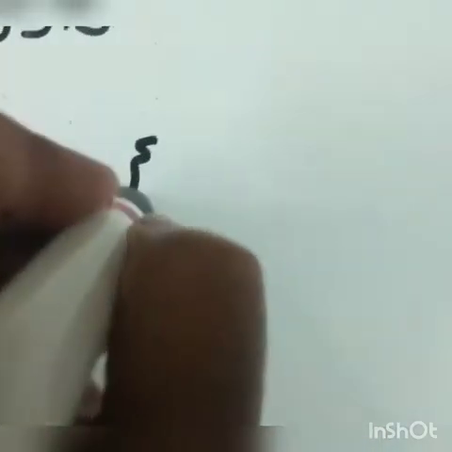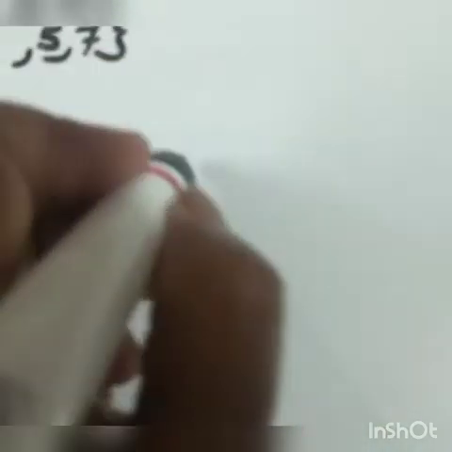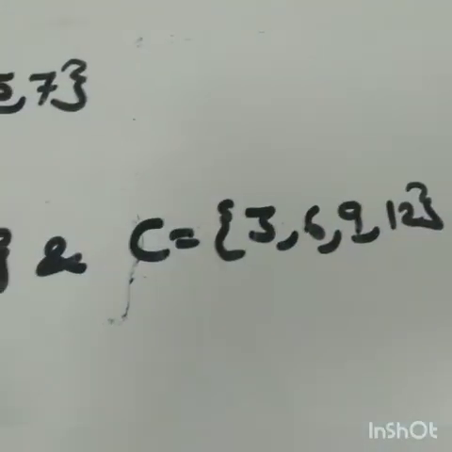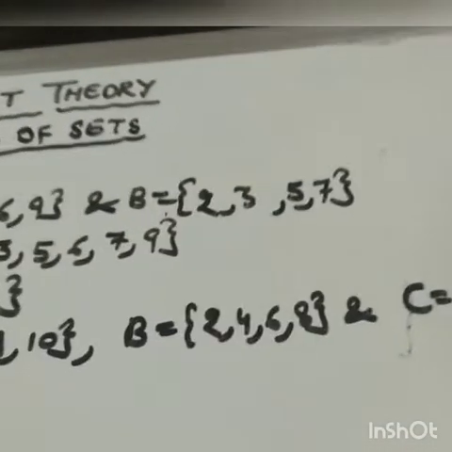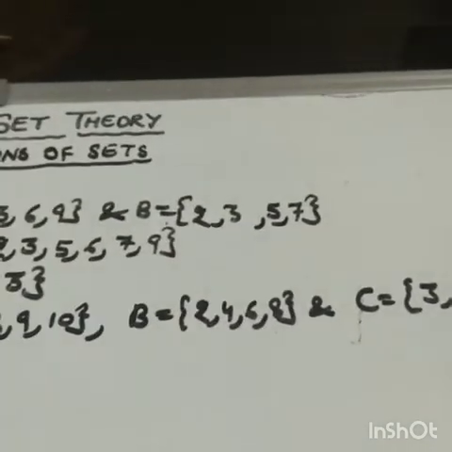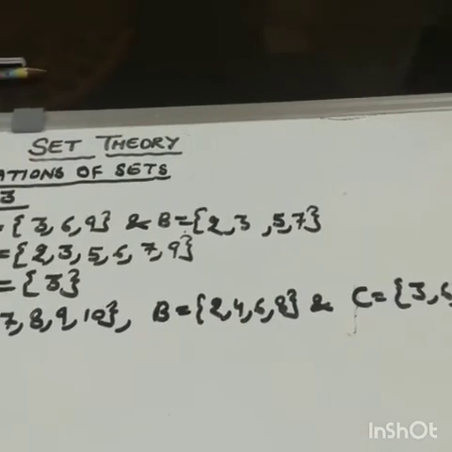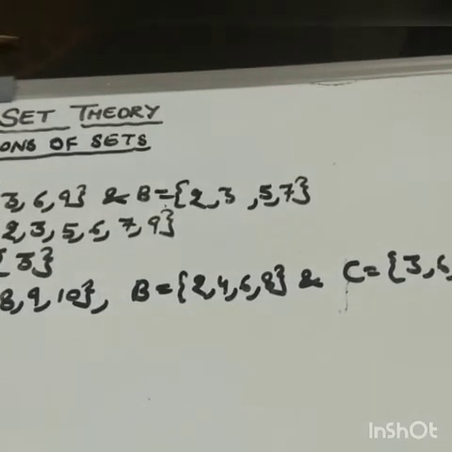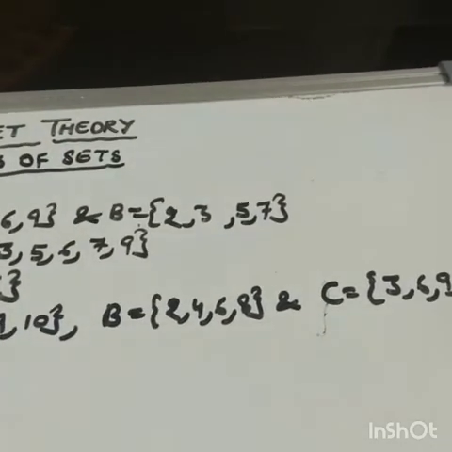And C is equal to 3, 6, 9, 12. I hope this much is clear. You have sets A, B, C. A is 6, 7, 8, 9, 10. B is 2, 4, 6, 8. And C is 3, 6, 9, 12.